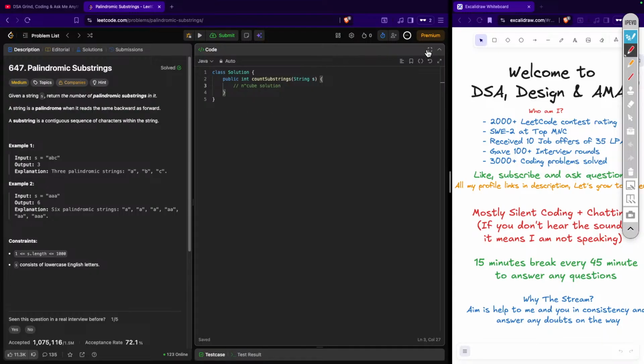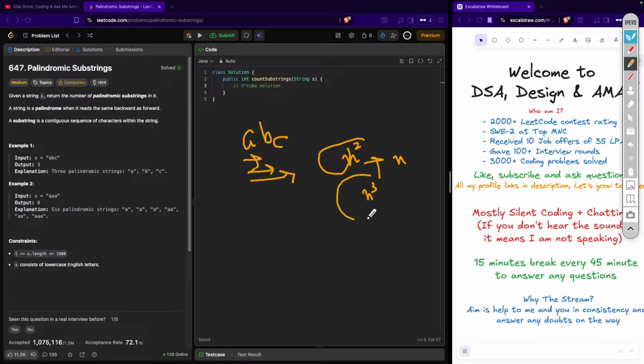So one solution is the N-cube solution, then there is the other solution. It could be the palindromic solution. One solution would be A, B, C. I do it for each substring, and finding a substring is n square. Then you have to check for palindrome, which is another n, so that becomes n cube.